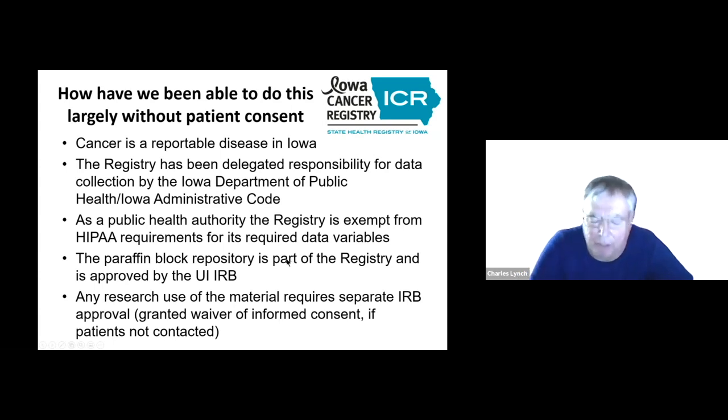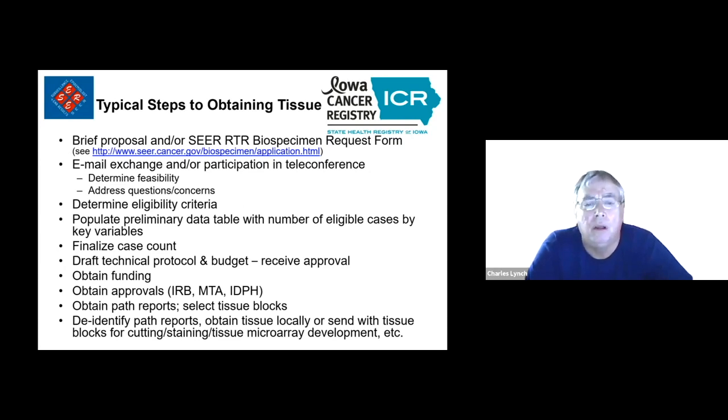And some of this information that we can let out is being tightened up a little bit now with some of the changes to the administrative code, but it's still pretty good for meeting the research interest of investigators. Now, typical steps to obtaining tissue is usually we'd like to see a brief proposal, what it is you want to do. There's a request form out on the website because we're part of the SEER Residual Tissue Repository Biospecimen program. So that form could be filled out.